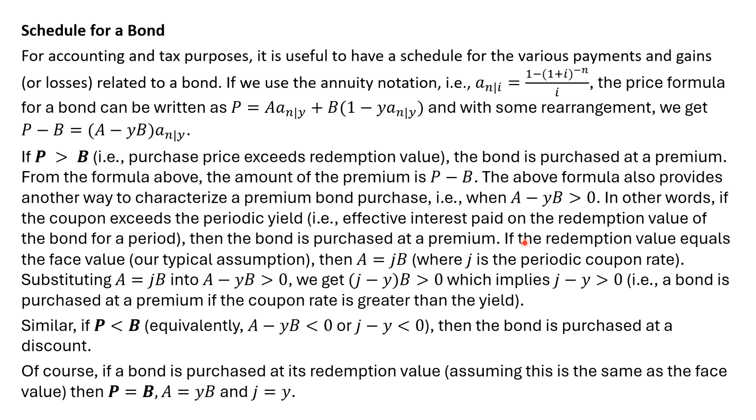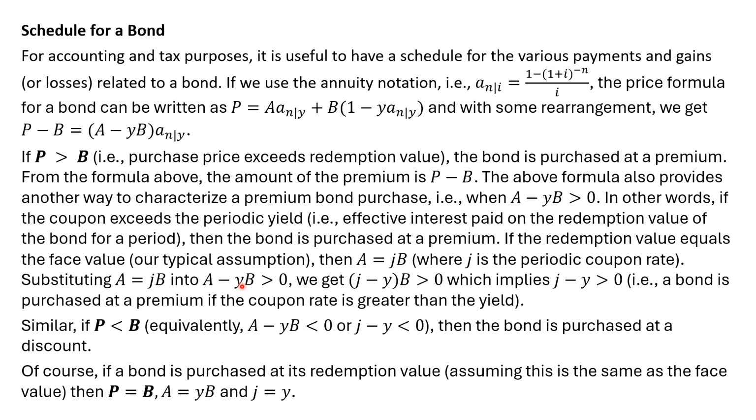Then we have a third way. If the redemption value equals the face value, which we've been assuming all along, then the coupon equals the coupon rate times the redemption value. And we can plug this into our equation here, or inequality here.